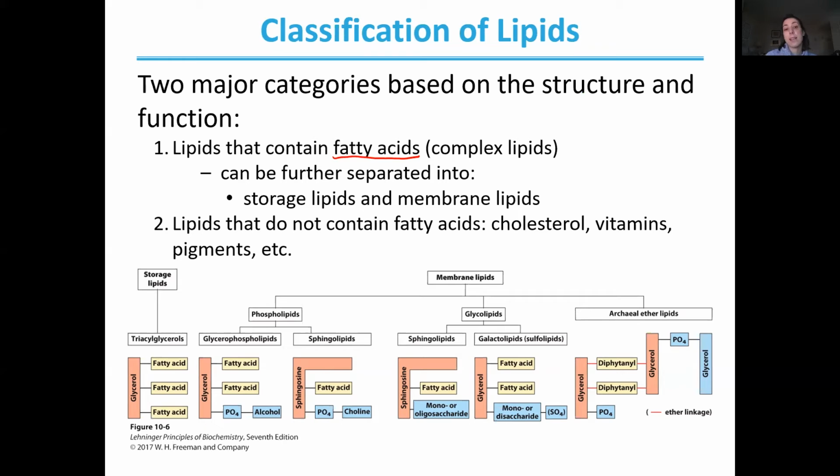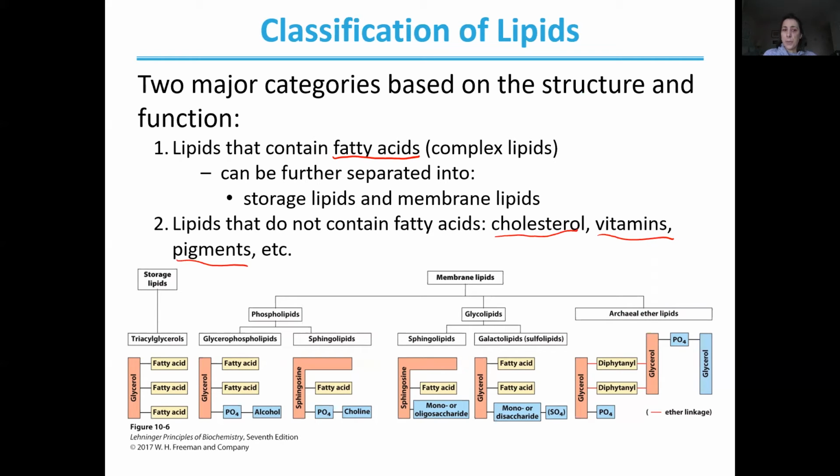Then there are lipids that do not contain fatty acids. Again, these can be a variety of lipids based on their structure. These can be things like cholesterol, some of the vitamins we talked about, some of those pigments we talked about. So all of those other lipids, essentially everything else that doesn't use a fatty acid, gets lumped into this category.